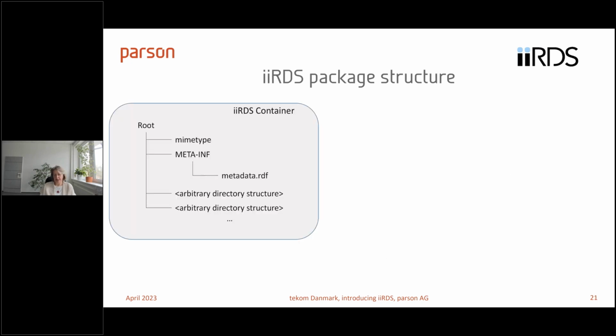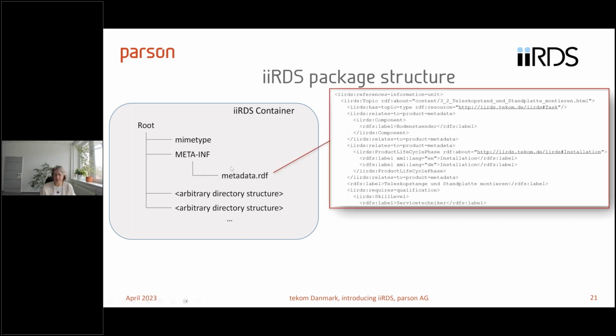If you generate iiRDS from your content management system or with the iiRDS Open Toolkit, for example, you get something that's called abc.iiRDS, and that is a zip container actually. And in the zip container, you have in the root a MIME type file. Then you have a directory called metainf. This is where the metadata is located.